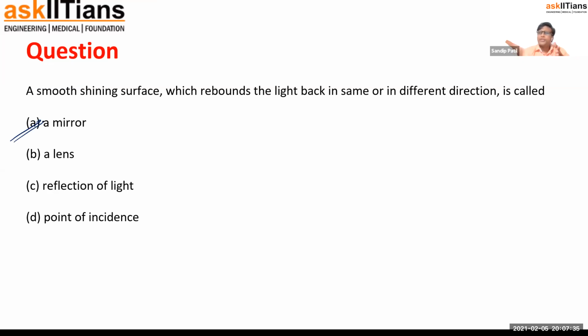Like a window is not going to zoom objects for me or make it clearer. Why do I use the specs? Why do you use the specs? To see the objects clearer, right? So we use the lens in the spectacles, and they are going to change the properties. How the lenses or specs work, we are going to see in the upcoming sessions. Then reflection of light is not the object, obviously. Point of incidence is also not the object, right? So mirror is our answer.